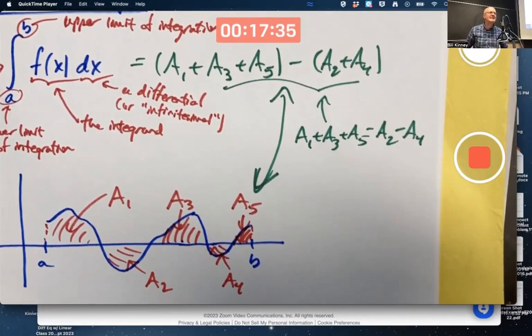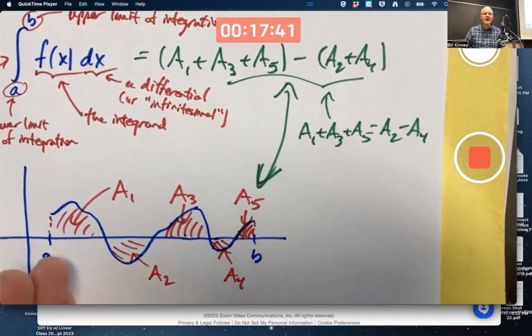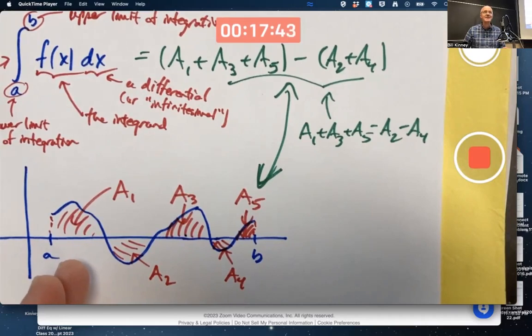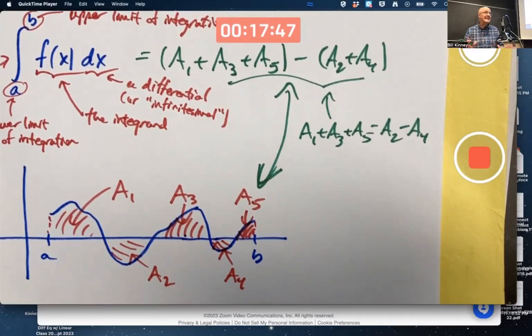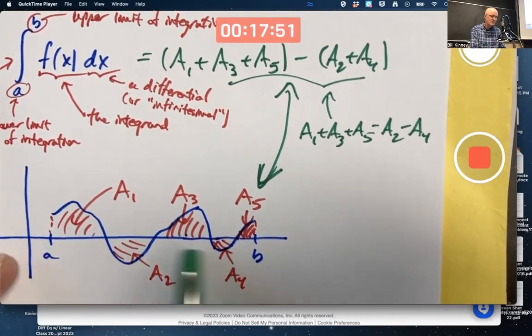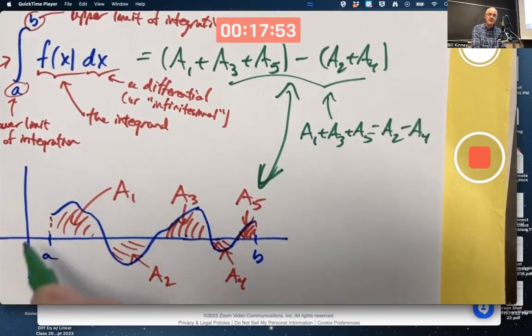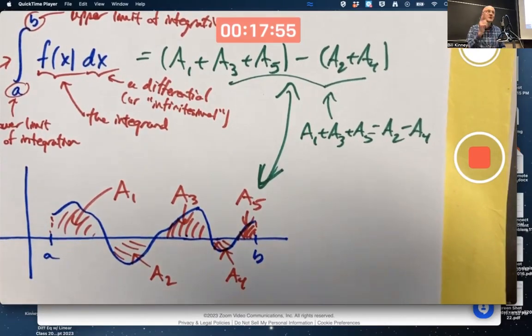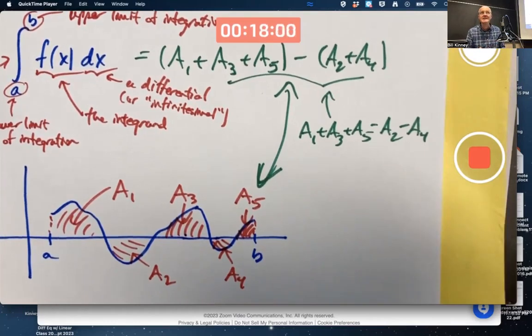But this just begs a question. And in fact, it begs more than one question. One question it begs is like, well, how do you find these A's? How do you find these areas? I mean, you could eyeball it and try to guess, right? If you had scales on the axes, both the horizontal and vertical axis, maybe you could make a bunch of little boxes, a bunch of little rectangles like we talked about a week ago, and estimate the areas. We will do that today.